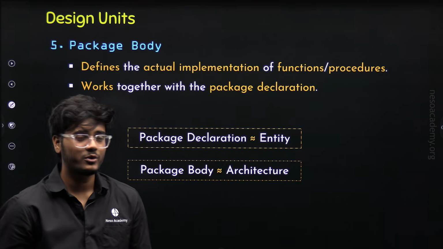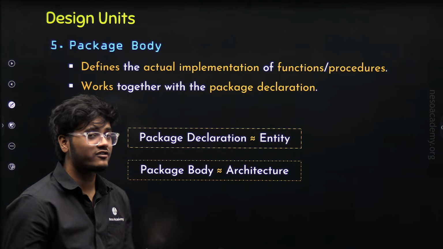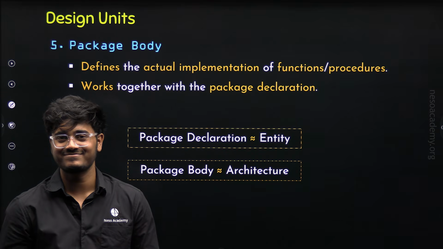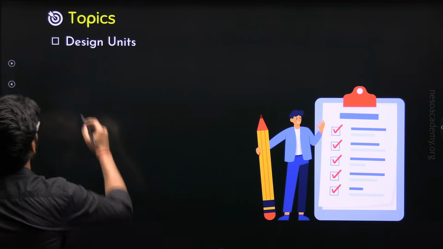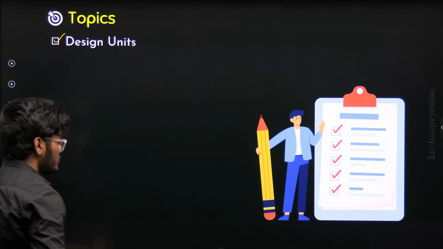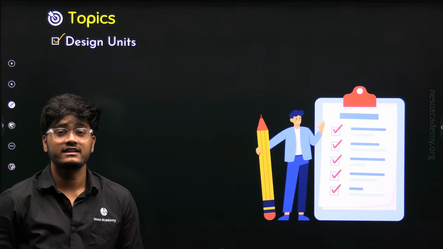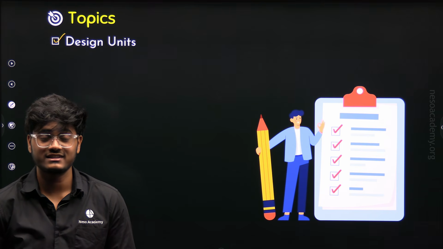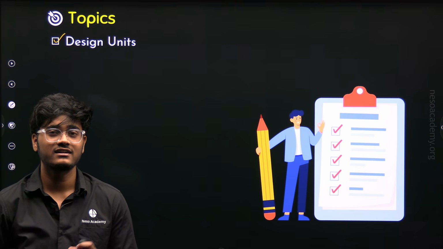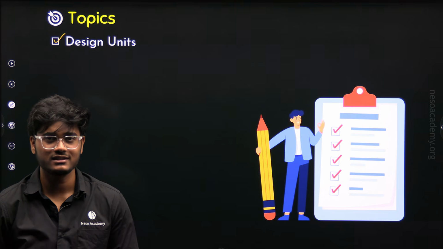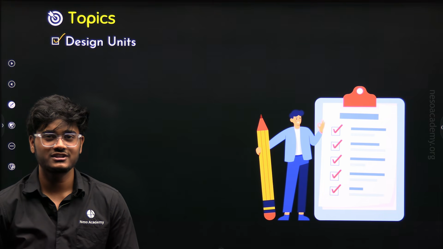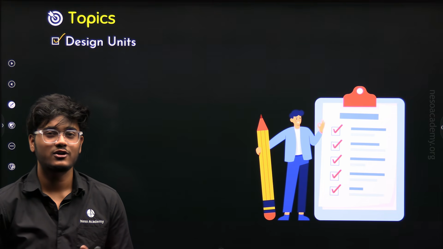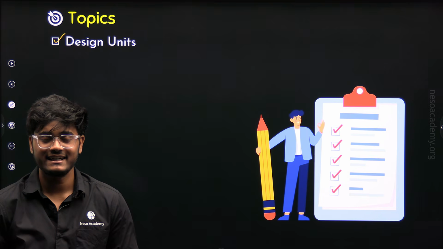So, I hope you understand the different types of design units properly, which means we are done with this topic, design units. So, a VHDL design is made up of multiple design units, each having a specific role, and together they describe the hardware. In upcoming lectures, we will see the syntax of each of these design units in detail.